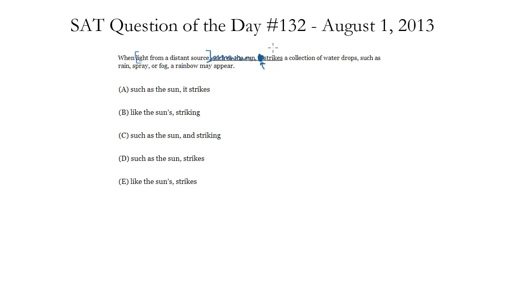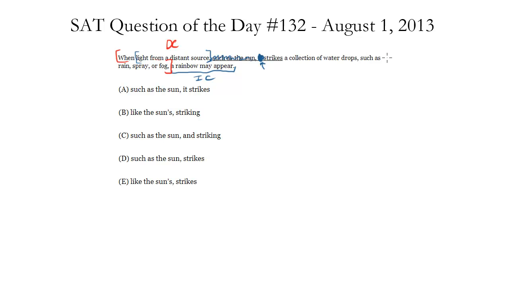When light from a distant source strikes a collection of water drops, such as rain, spray, or fog, a rainbow may appear. Right here is actually the independent clause of the sentence, the main sentence. This first part, all of this, is our dependent clause, right? It's what is dependent on the independent clause.